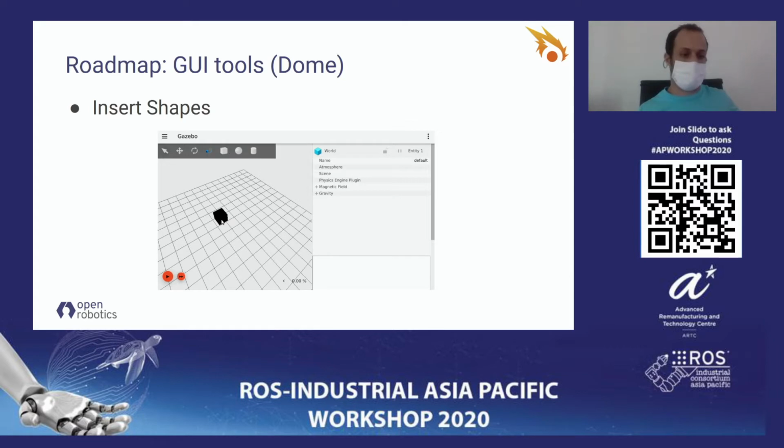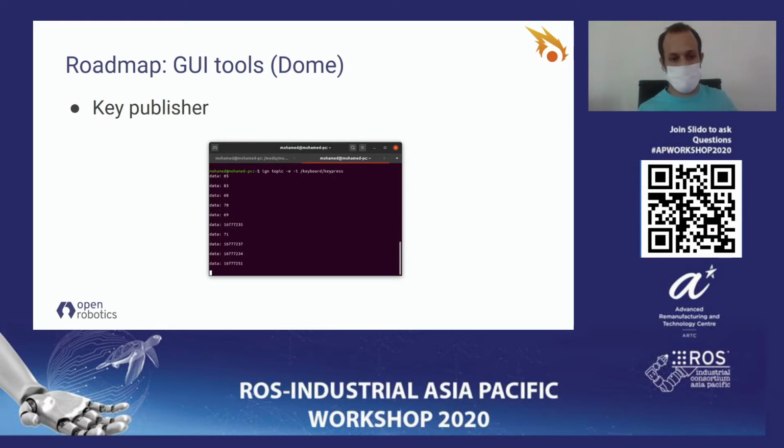You can also insert basic shapes. This is an example of just inserting a box, a sphere, and a cylinder. Also, we have a key publisher, so you can use this key publisher to publish keys to a topic, and then these keystrokes can be mapped into other messages that can result in an action, for example, increasing a velocity value.